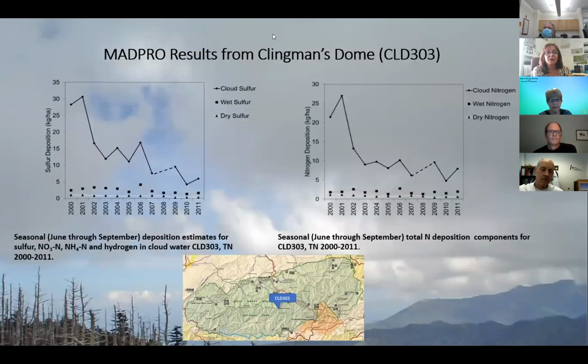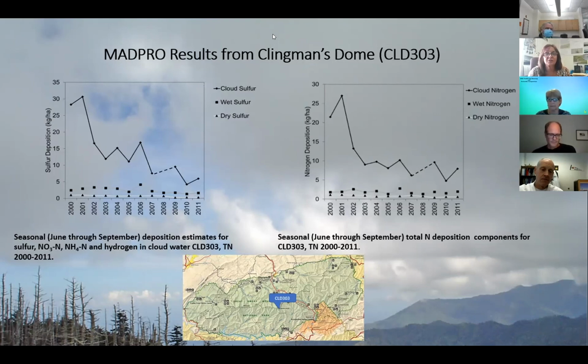So, a quick look at some results from the Clingman's Dome site in the park. Here we are looking at all 3 components of total deposition: dry, wet, and cloud. We have sulfur deposition on the left and nitrogen deposition on the right. All of the cloud deposition estimates were produced by Gary Lovett's cloud model. And you can see that both analytes are coming down from 2001 through 2011, with some interannual variation in there.